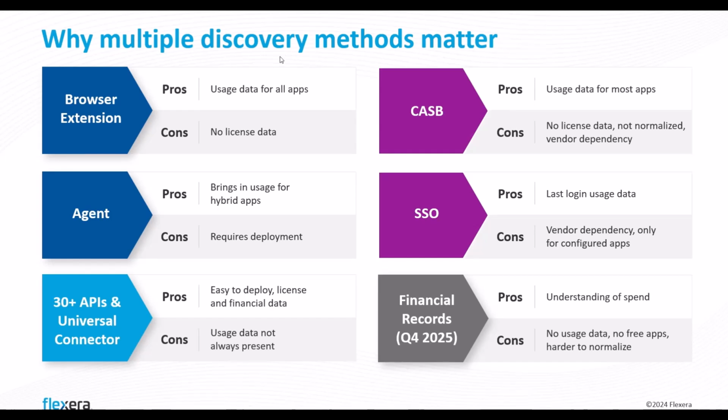For this video, we're going to assume that you have the browser extension up and running, as well as the agent. You have your necessary SaaS connectors configured as well, and your CASB and SSO connectors configured. We're assuming that you have that complete visibility, and now all we need to do is add in the business data, i.e. the cost associated with all those subscriptions you have pulled in.